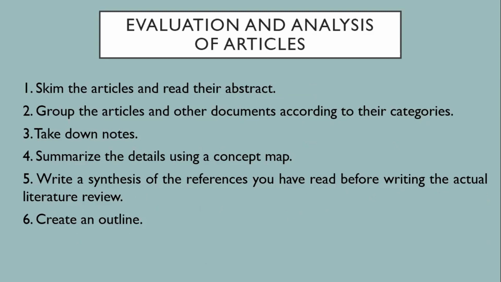And evaluation and analysis of articles. So first, skim the articles and read their abstracts. Group the articles and other documents according to their categories. Take notes and summarize the details using a concept map. Write a synthesis of the references you have read before writing the actual literature review, and create an outline. So these are some of the ways to check and evaluate your references and how to start in making your evaluation and analysis of the articles.